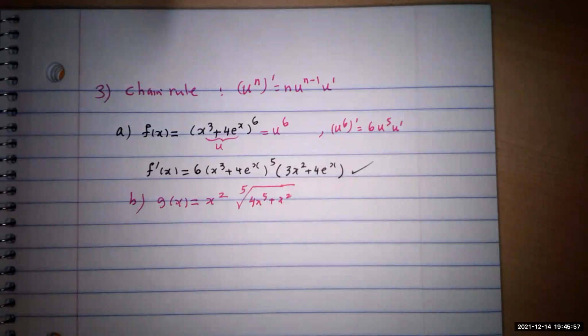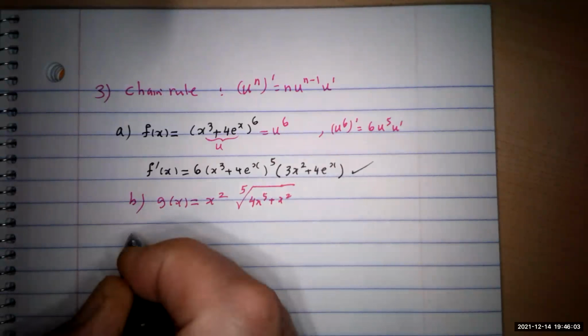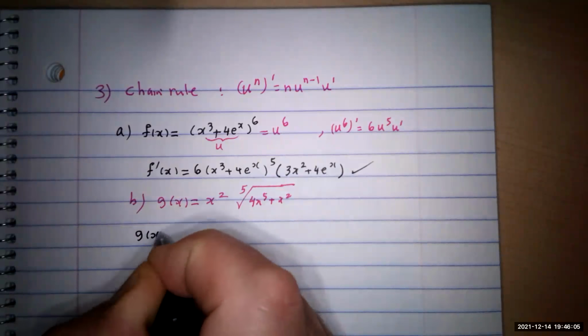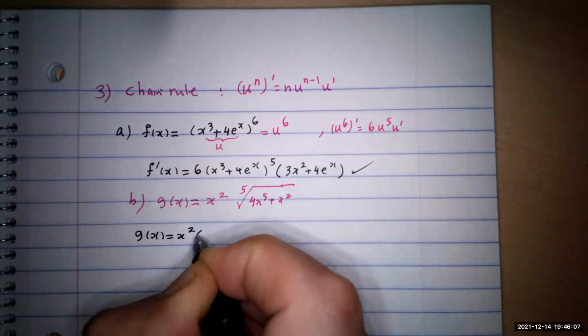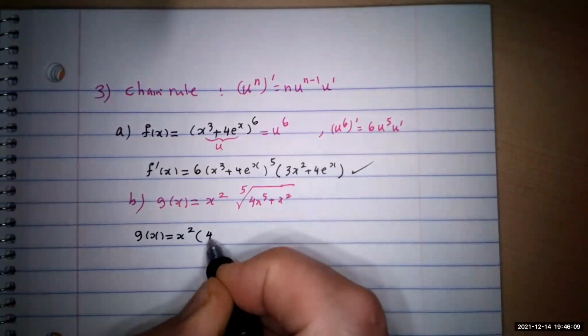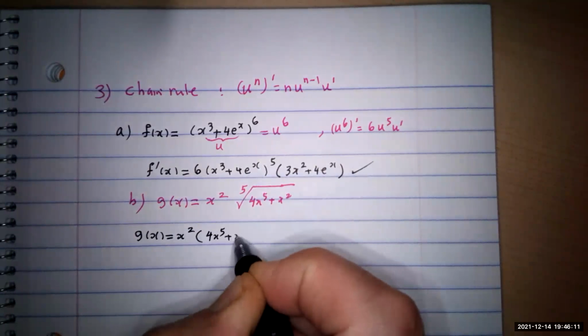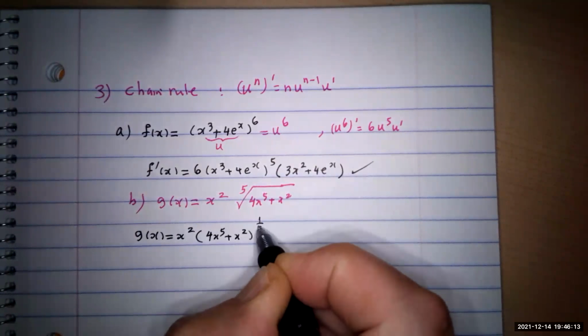Okay, the first thing to do is to change the radical. So we change the radical by x. Okay, so we're going to have what? We're going to have g of x equal to x squared times (4x to the fifth plus x squared) to the 1/5.